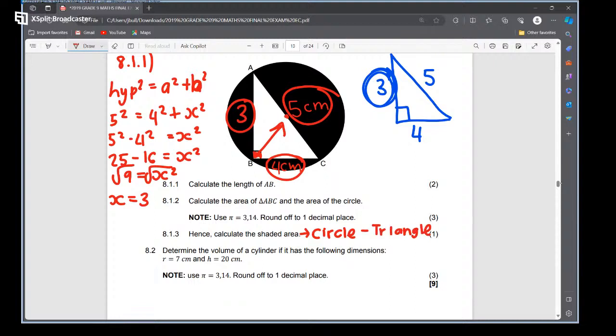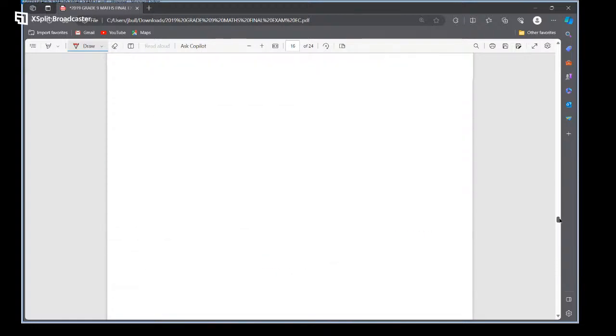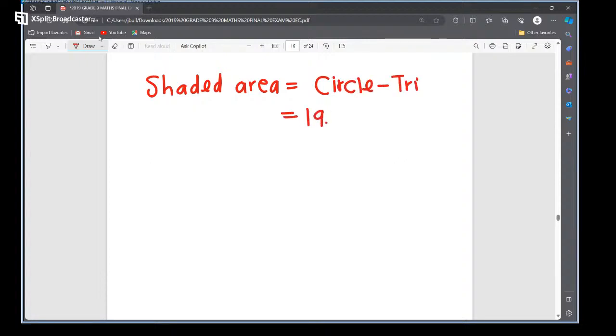Okay, so I'm just going to work it out at the bottom again. So the shaded area, let's work it out here. This is something to keep in mind because they really like asking this. So in this case, we worked out the full circle, and then we're going to take away the triangle to get the shaded area. So we said the circle was 19.63, the triangle was 6, and so we can just work that out. 19 take away 6 is going to be 13.63, and it's still an area, so centimeters squared.